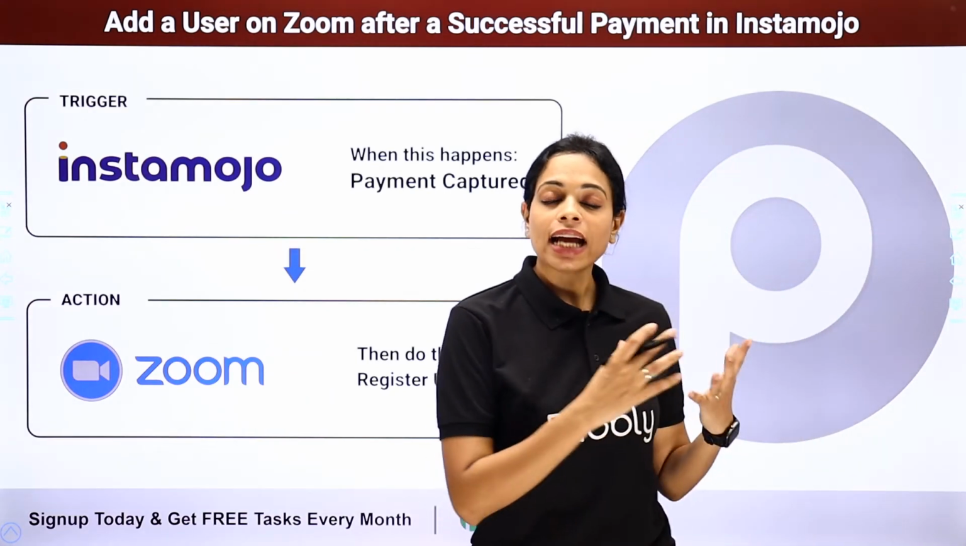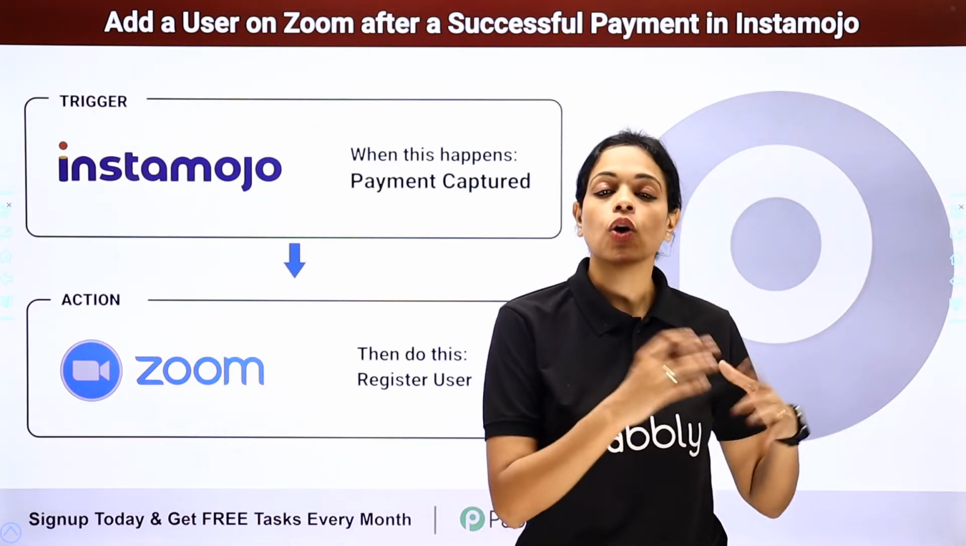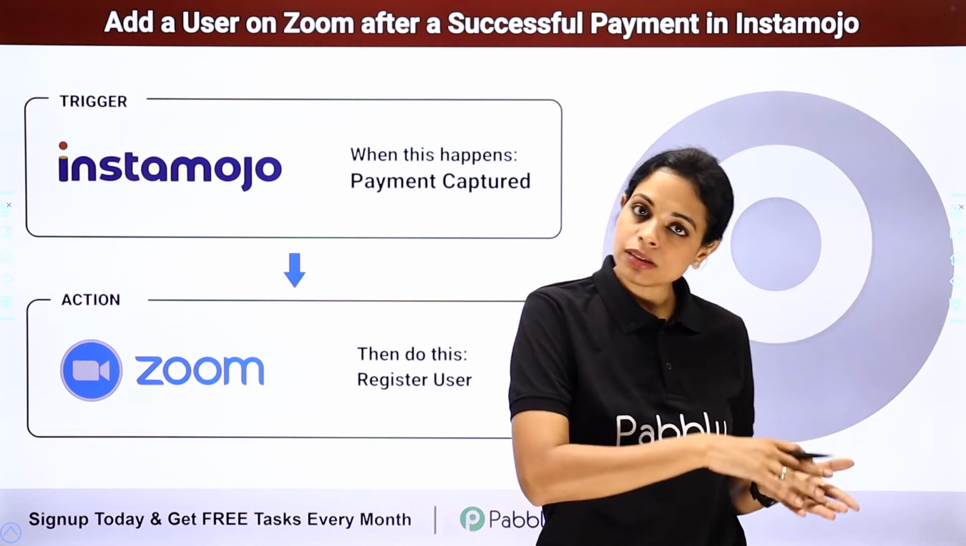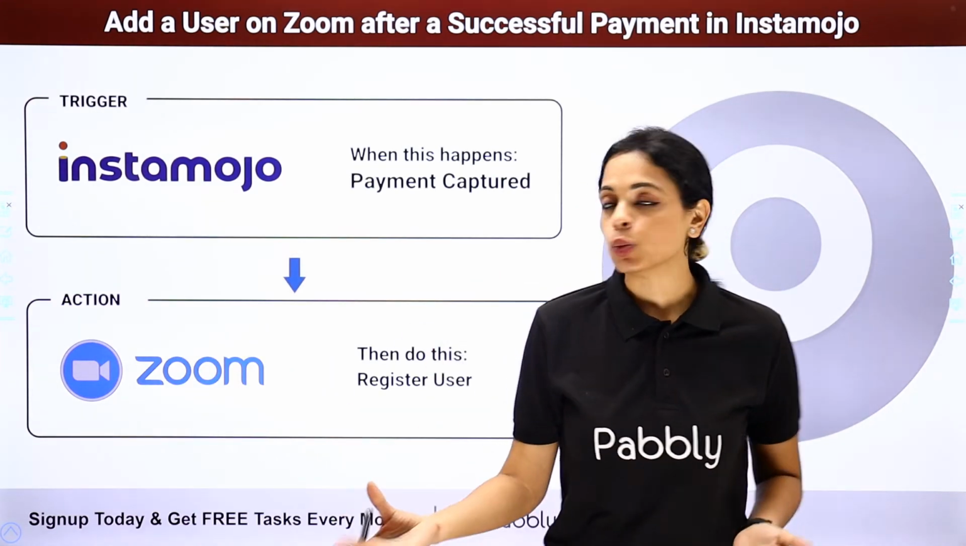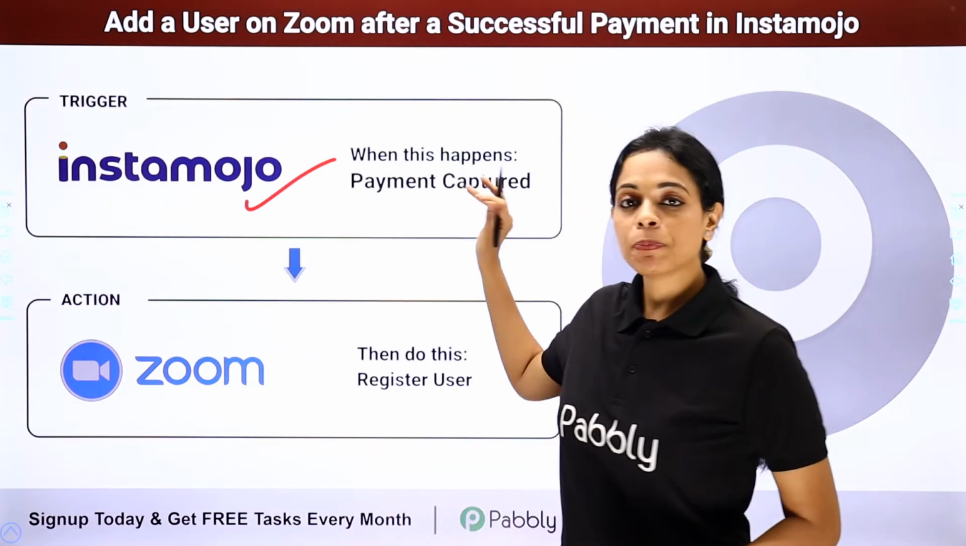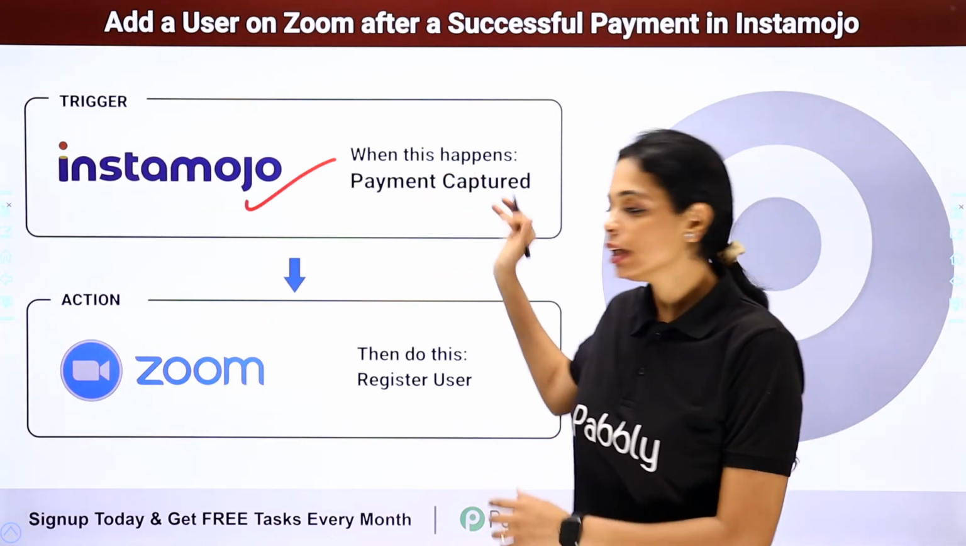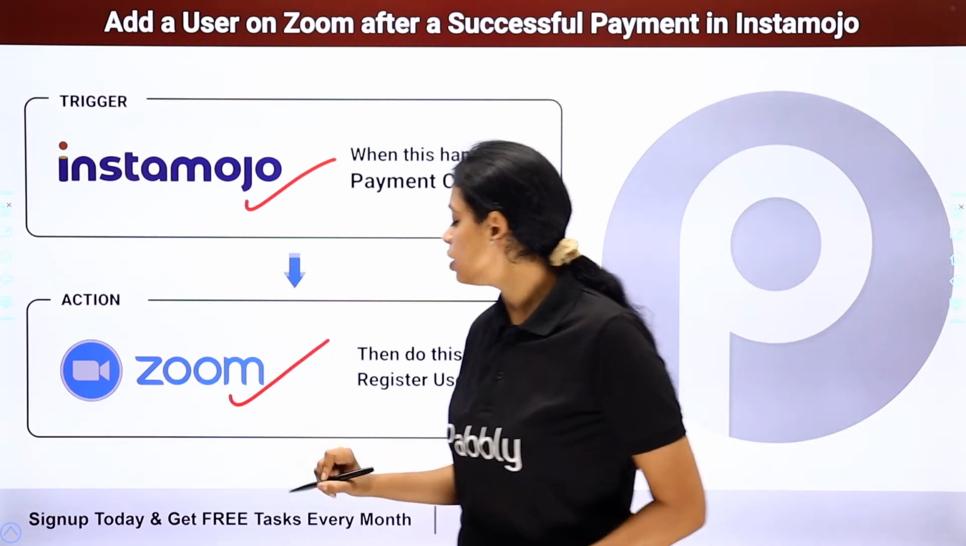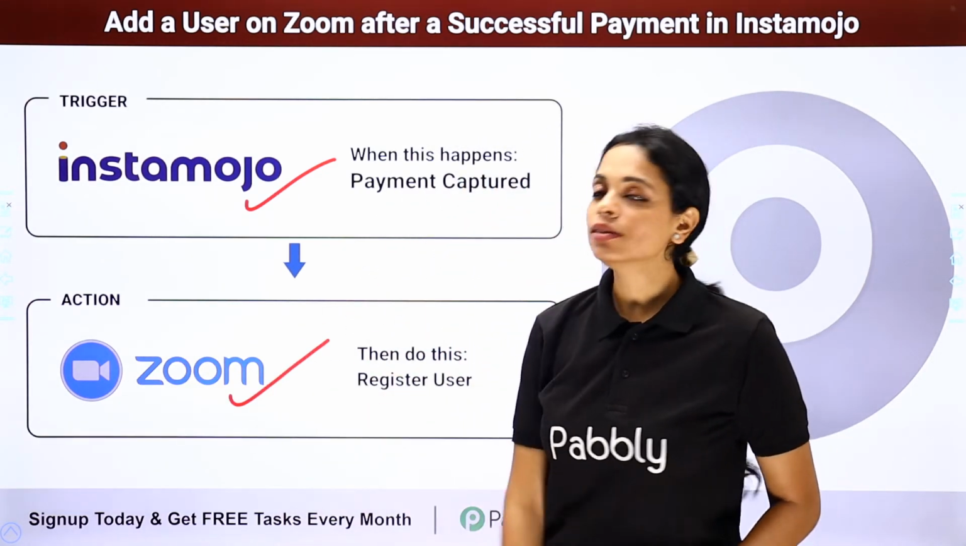Next, we have add a user on Zoom after a successful payment in Instamojo. So just like we had added our client or user on Webinar Kit, similarly, we can do that for Zoom. Again, your trigger application would be Instamojo, and the moment the person has made the payment, he would be added as a registrant, like as a user on Zoom.